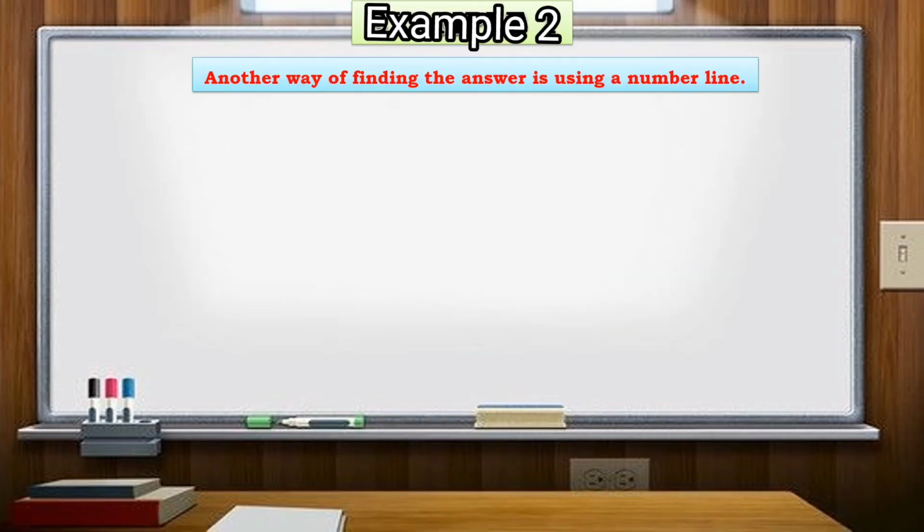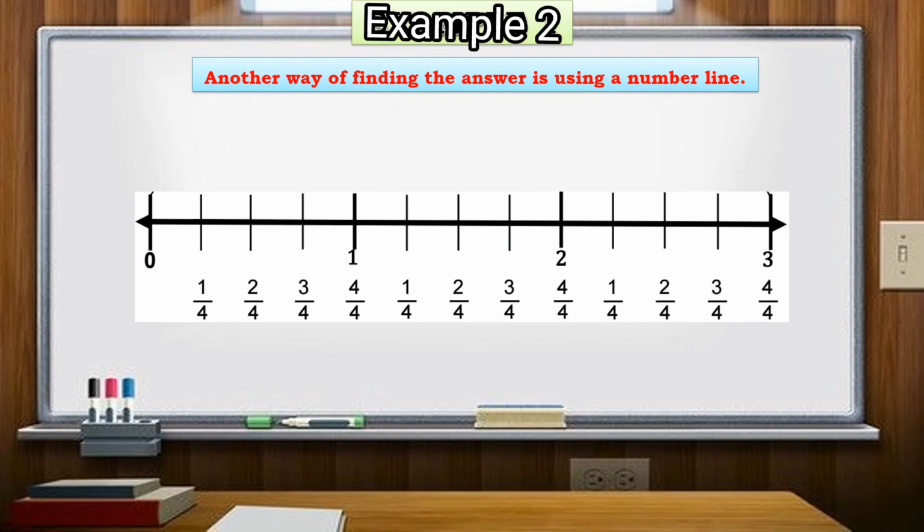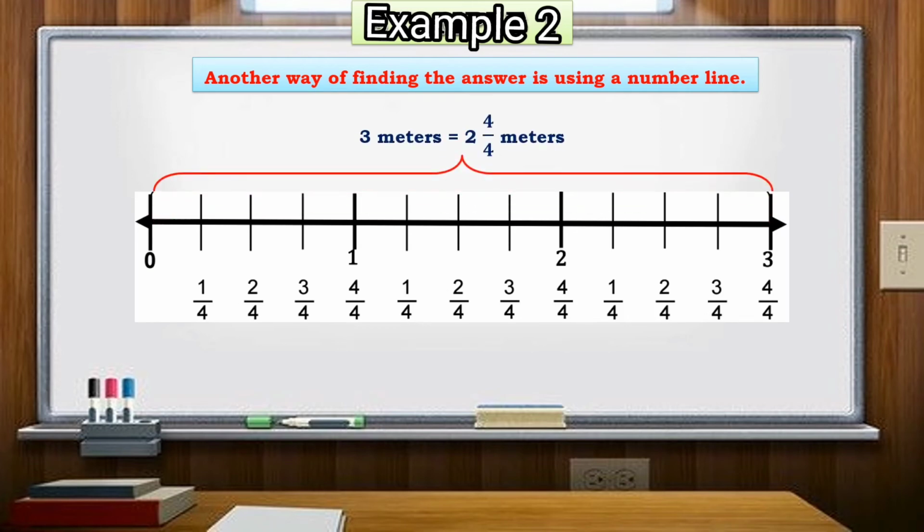Example number 2, another way of finding the answer is using a number line. First, we will draw a number line that will represent 3 wholes. Then we will divide the number line into fractions equal to 1 using the denominator 4 of the given fraction 3/4. So it is read as 1/4, 2/4, 3/4, and 4/4, which is equal to 1, until we reach 3 wholes. Since we cannot subtract 3/4 from 3, let's rename 3 into 2 and 4/4.